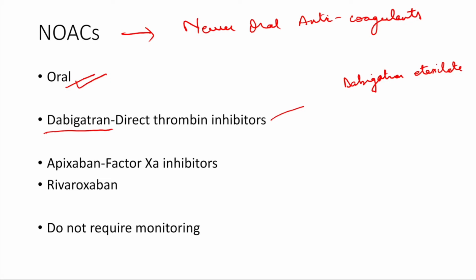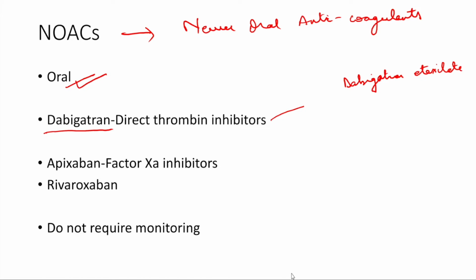The other drugs that you need to know in the NOAC group are apixaban and rivaroxaban. These are factor Xa inhibitors. As you know, factor Xa is a junctional step of the common pathway. Both the intrinsic and extrinsic pathways lead to this. So if you inhibit factor Xa, you are inhibiting both the intrinsic and the extrinsic pathways. Very important to know.